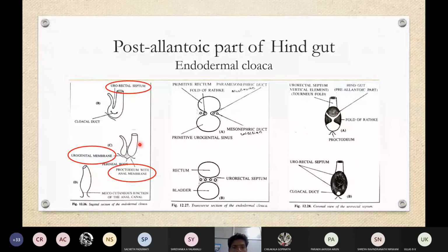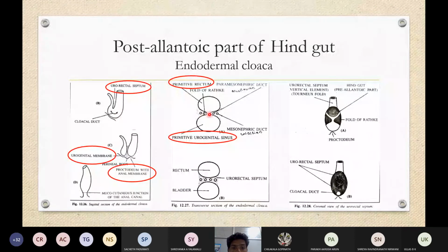You are seeing the same thing in this picture: the ventrally situated primitive urogenital sinus, which I was already showing you in the previous diagram, and the dorsally situated primitive rectum is visible here. At this stage, these two are interconnected through a duct. You are seeing the same duct in this picture, which is called the cloacal duct.